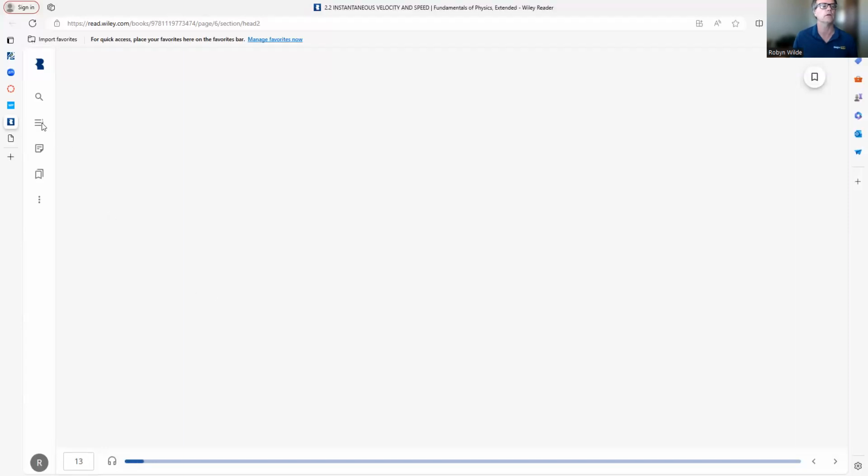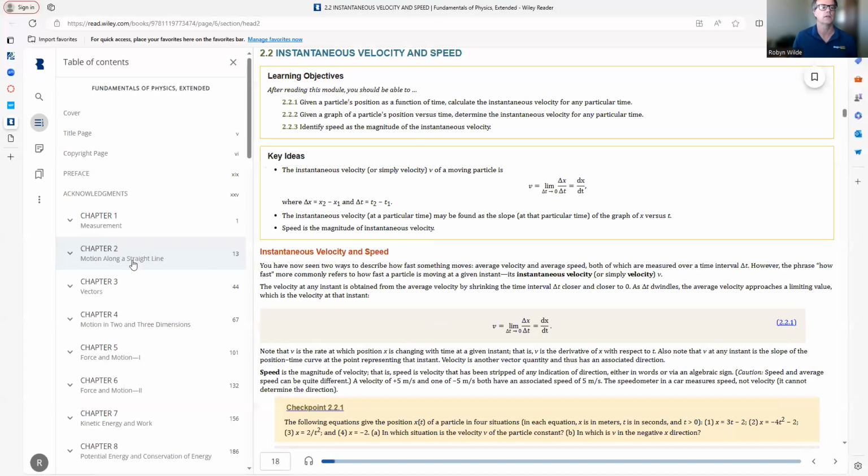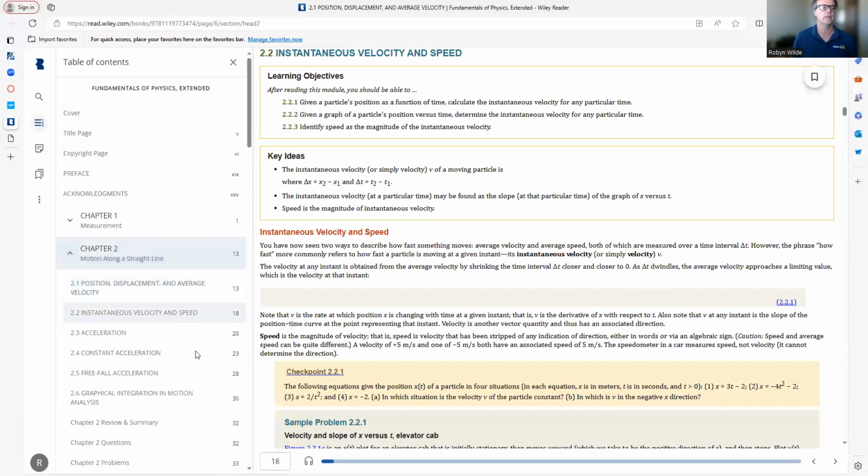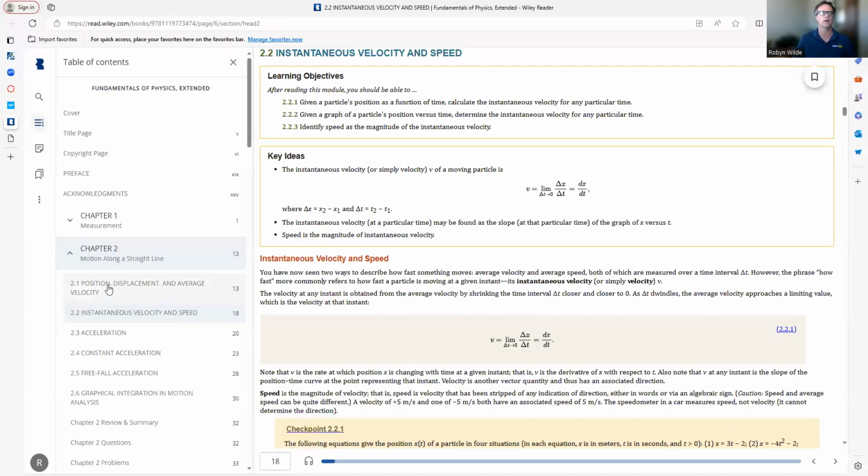And I think I'll look at the table of contents first real quick. So chapter 2, again, last time we talked about position, displacement, and average velocity. We talked a little bit about instantaneous velocity and speed. We're going to talk about acceleration and actually do some derivatives because that's how we get the slope and get instantaneous velocities, things like that. And then we're going to talk about constant acceleration and derive what are called kinematic equations.